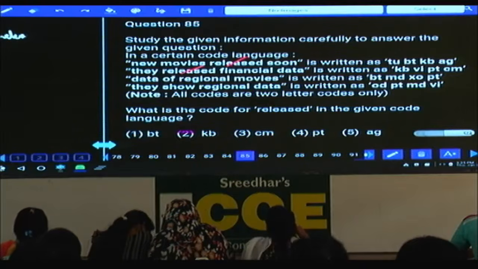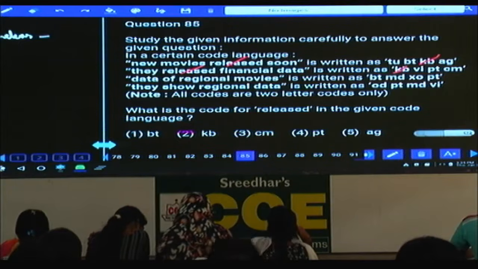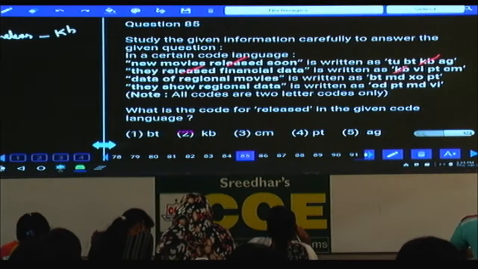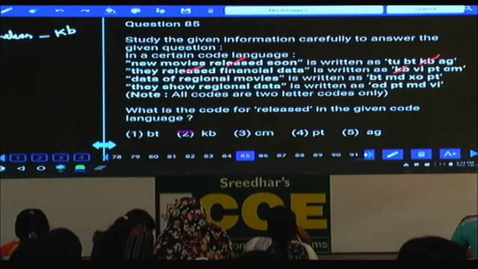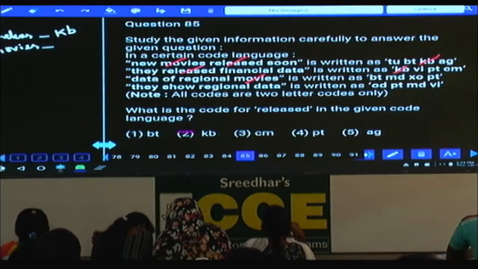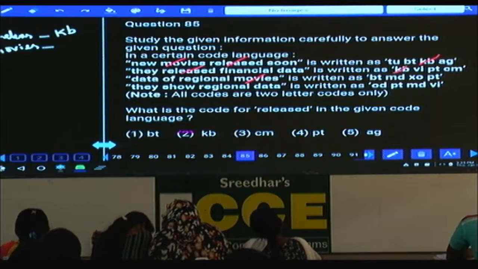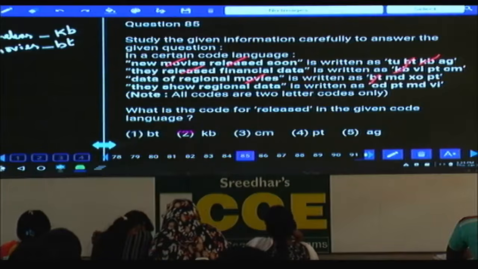As released is the word which is common between these two, tell me what is the code which is common here? KB. And the code to the word released is KB. Then checking out the first and the third. New movies soon, and movies is the word which is common. And the code which is common between these two, TU, BT, AZ. Now BT is common. There is only one code which is common and only one word common between the first and the third. Hence the code to the word movies is BT.